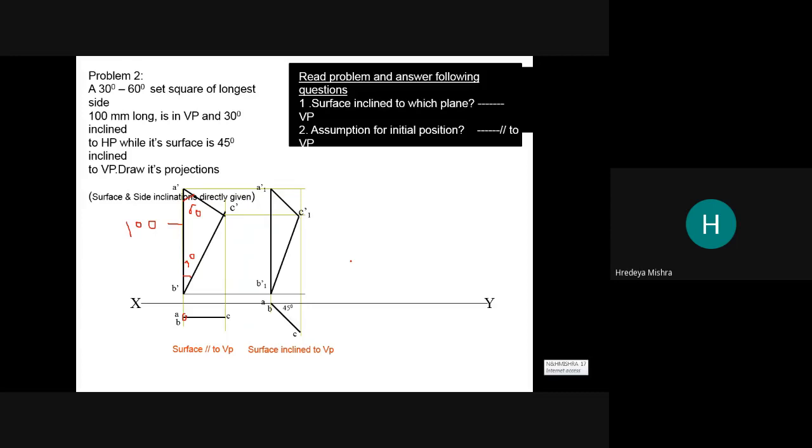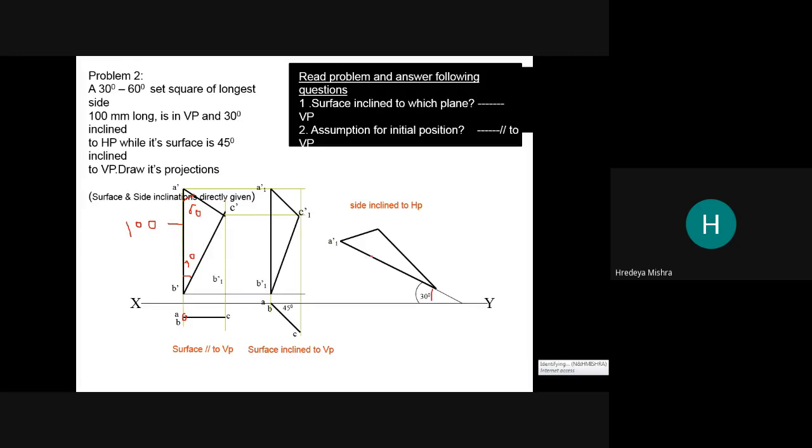Now, in the third step, we have to draw the side inclination. So, what is the side inclination? Side inclination is 30 degree. So you just draw the side inclination, and the side inclination is with the HP, so it is represented in the vertical plane. How much is the degree? The degree is 30 degree. This is the 30 degree. Now see the side inclination. This side is inclined 30 degree.